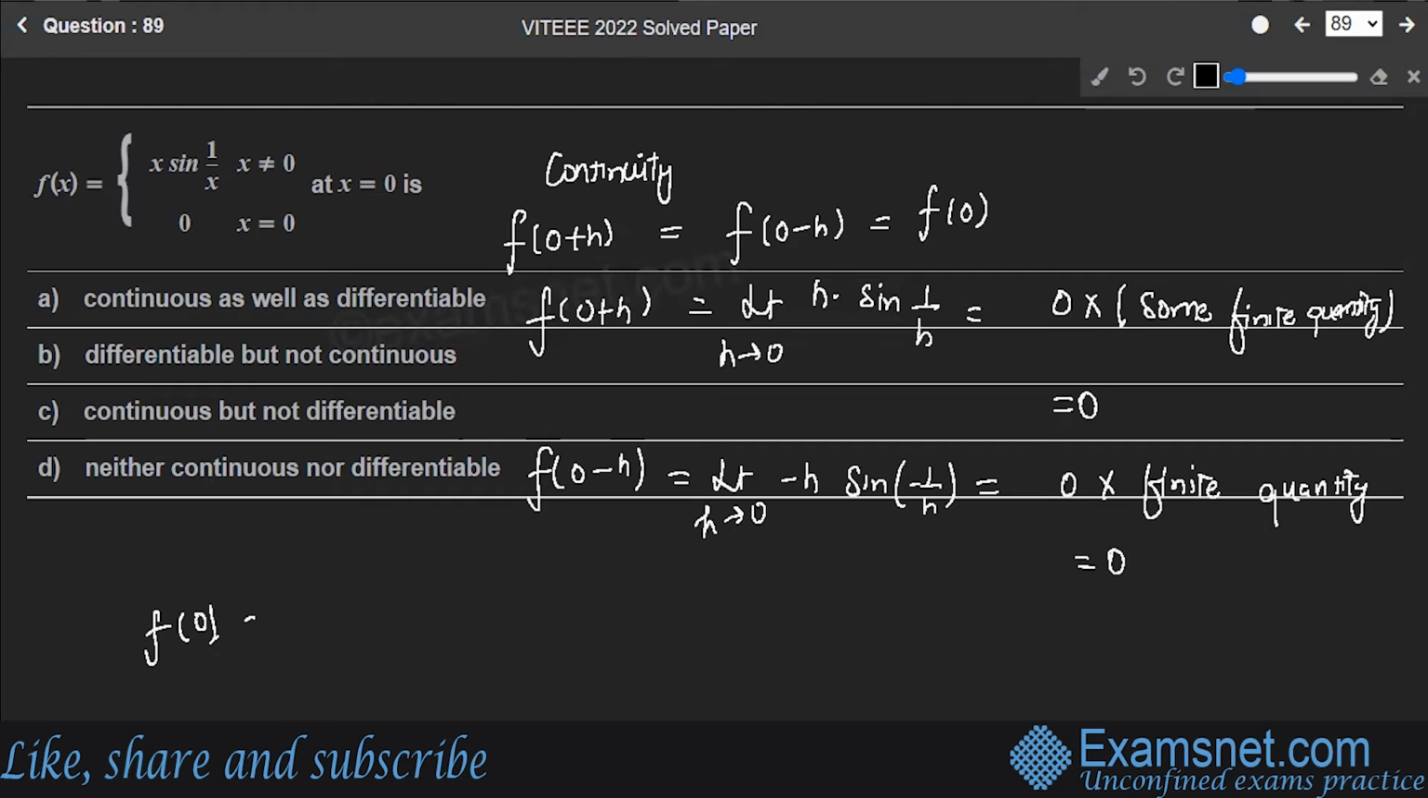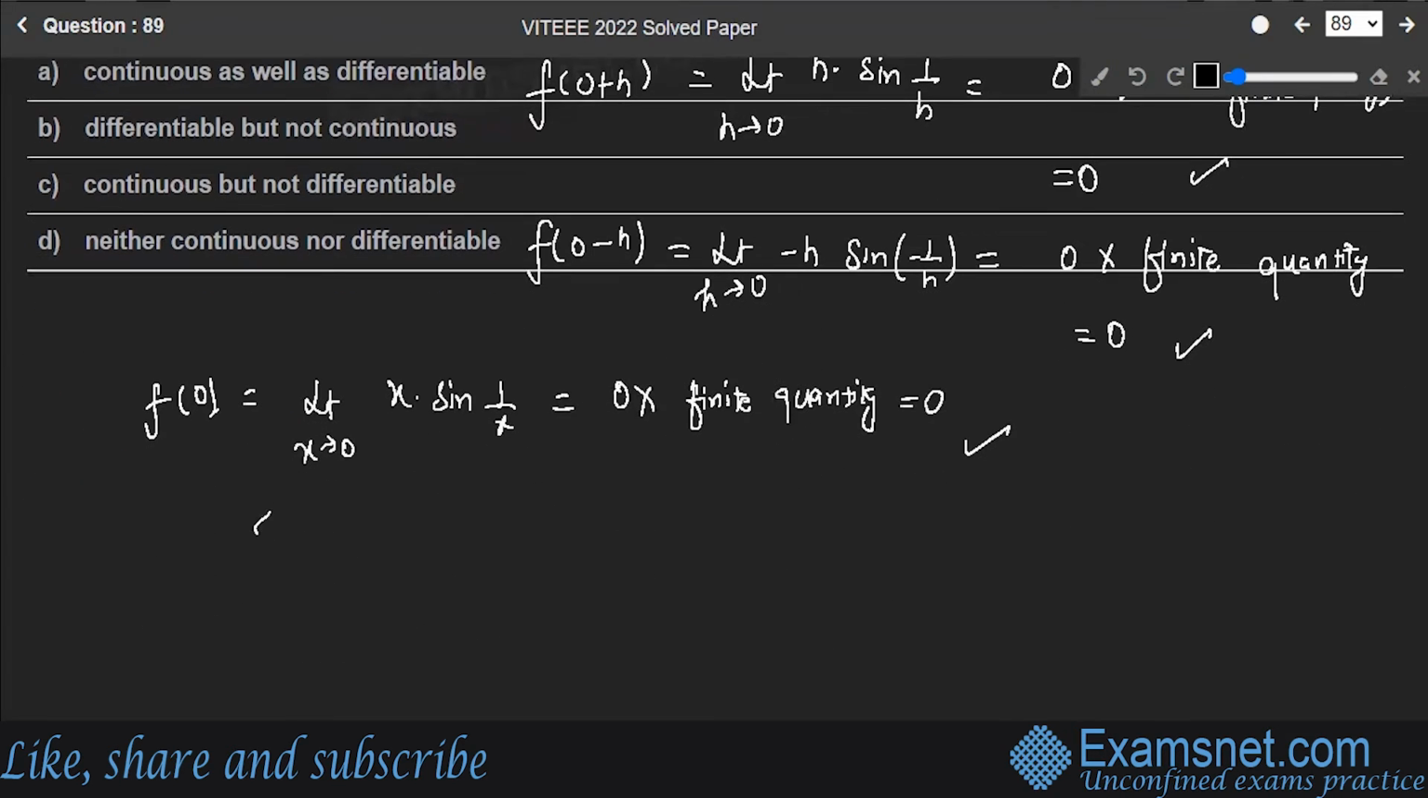Now for f(0), you can say limit as x approaches 0, x into sine 1 upon x. This is again 0 into some finite quantity, which is 0. So all the three are equal, correct? That means the function is continuous at x equal to 0. So one thing is for sure, the function is continuous.